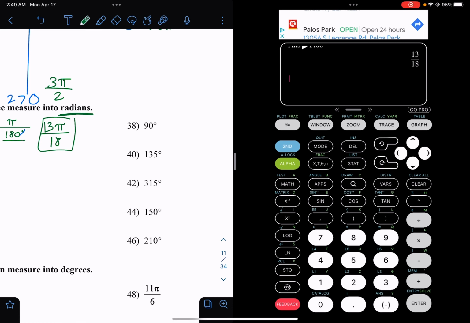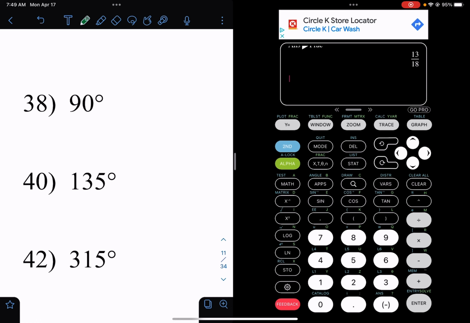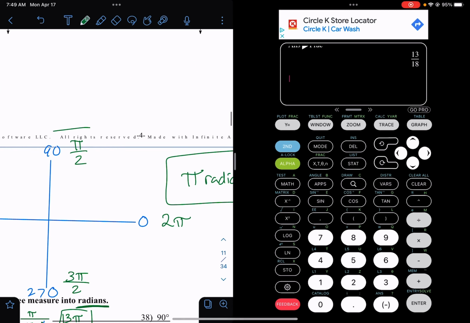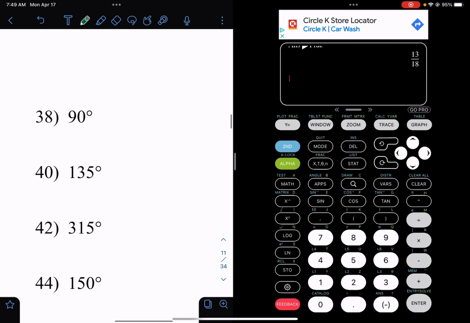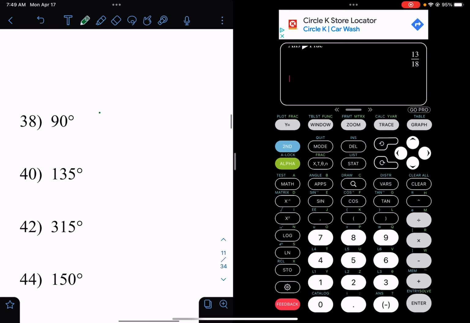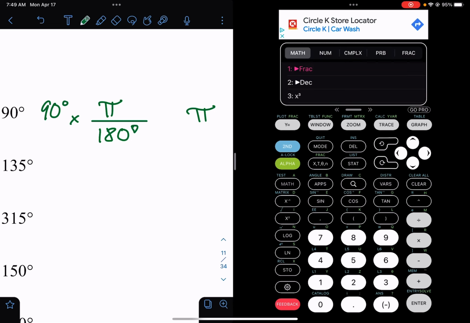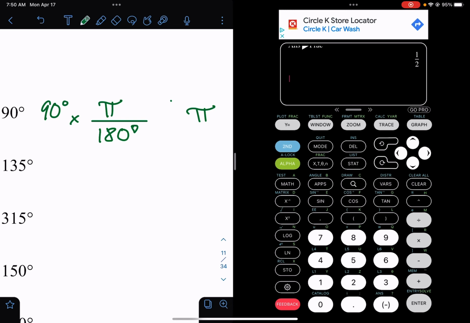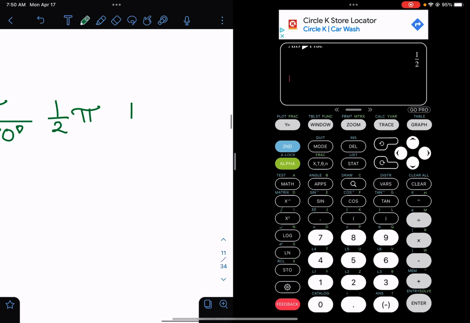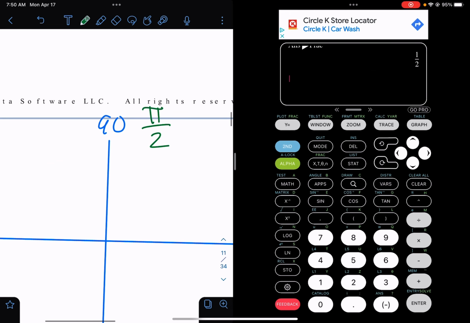All right, let's try another one. For number 38, hopefully we know this, right? 90 degrees, what is that going to be equal to? Pi over 2 radians. But we're going to actually convert it to make sure we know what we're doing here. So we have 90 degrees times 180 degrees is equal to pi radians, so we end up with pi on top, 90 divided by 180. Math enter. We get 1 over 2, so that's 1/2 pi, which you would just write as pi over 2. And that is true, right? That's what we said here.